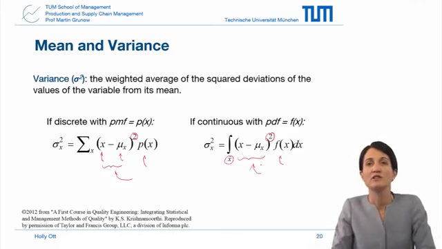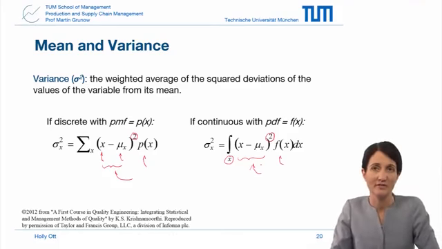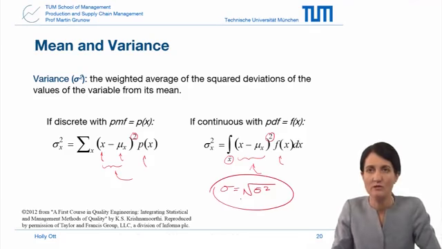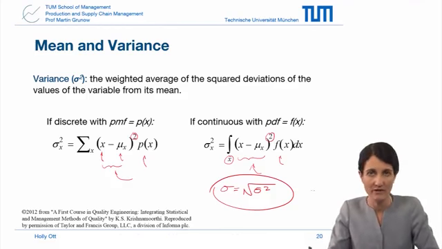The standard deviation is commonly used then as a measure of variability in quality engineering. And the standard deviation is equal to the square root of the variance. And this is used most commonly in quality engineering because this has the same units as the mean, the same units as the random variable.